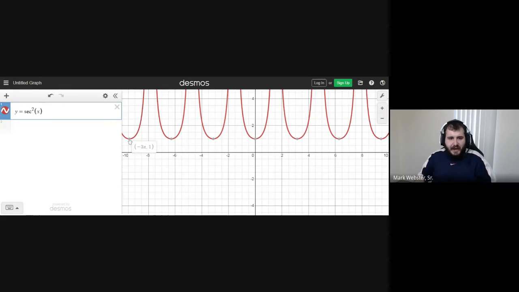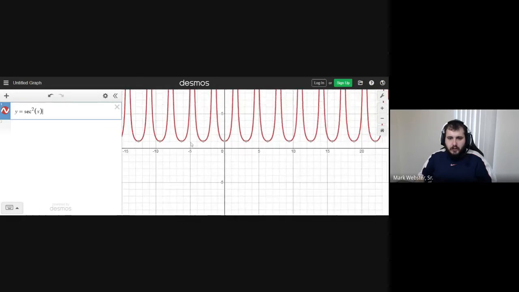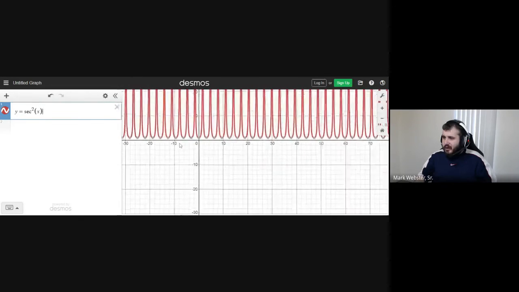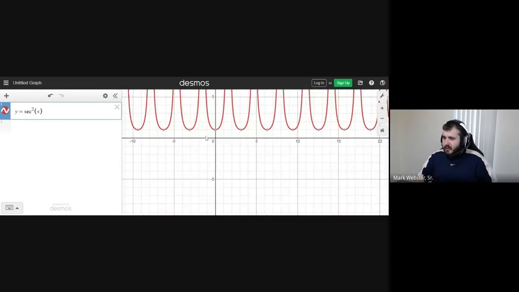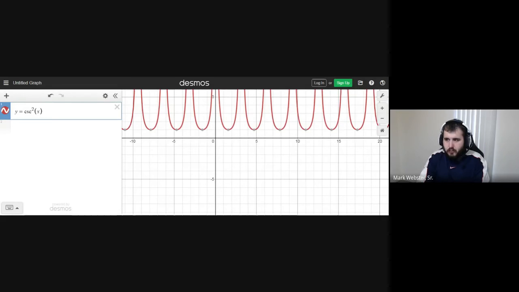Notice secant at its very lowest ever. Y'all can see at all the multiples of pi it is at 1. I can zoom out a little bit. That's the way secant looks. Secant squared looks like this. But this bottom part is always and forever at 1. It would be the same thing if we were doing it with cosecant, right? Again, the same thing. The lowest point here is at 1.